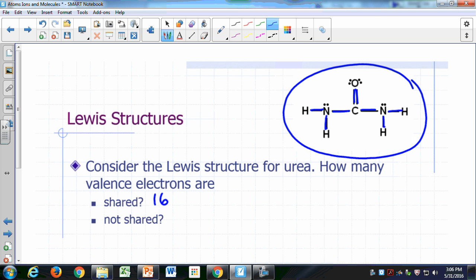How many are not shared? 8. This one is a pair of dots. That just belongs to the nitrogen. It's not shared with the other atoms. So 2, 4, 6, 8. Those are called lone pairs. So you have 8 unshared electrons, 4 lone pairs of electrons.